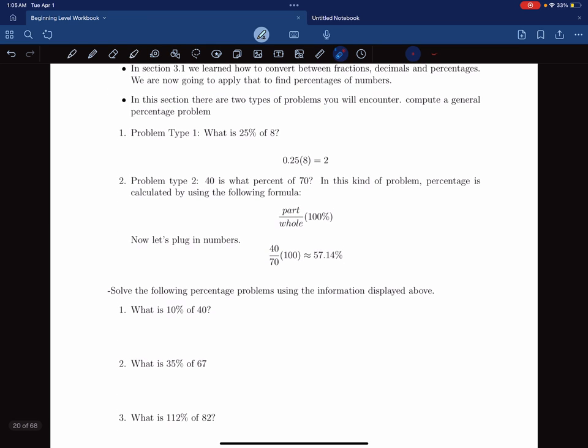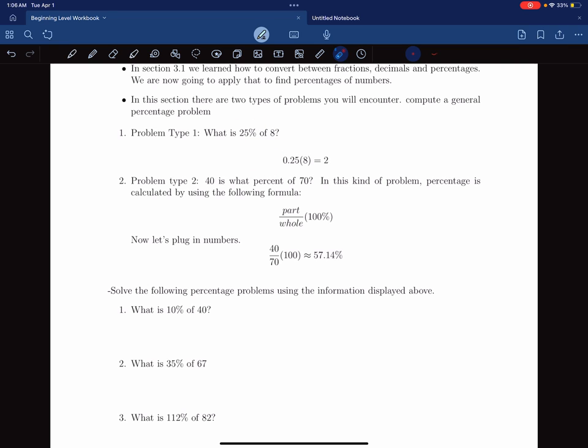The first kind of problem you'll see is something like this. What is 25% of 8? Now, this can be kind of confusing when you're first looking at it. You're like, what exactly am I finding? What am I doing? What does this mean? What this is asking us is, if we take 8 and take away 75% of it, what is left? Or in other words, what is a fourth, because we know 1/4 is 25% of 8.